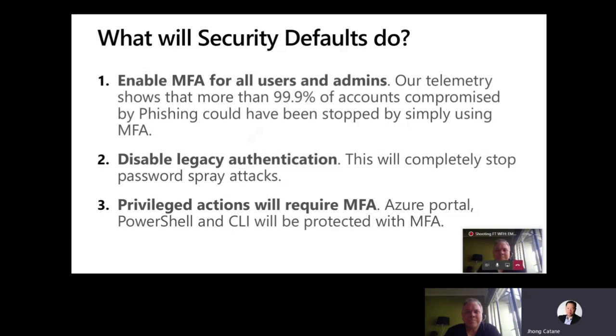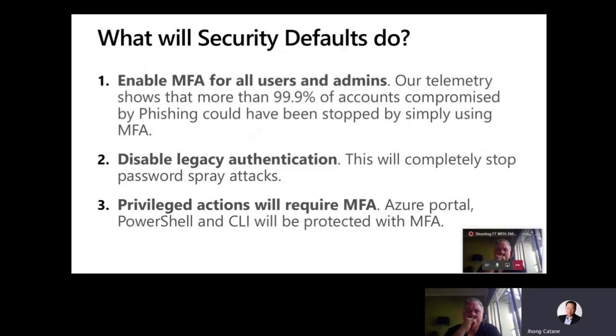The second thing that it does is disable legacy authentication, because we know the password spray attacks are being done on legacy authentication. It's not modern authentication. Things like Exchange ActiveSync, Windows Basic Authentication, those kinds of things where it doesn't require modern authentication. That's what the password spray attack is targeting. So that all has to be disabled, and that's pretty much going to stop the password spray attacks.